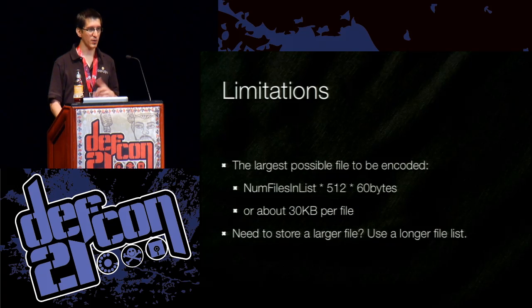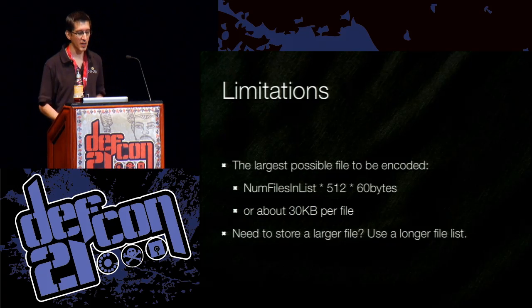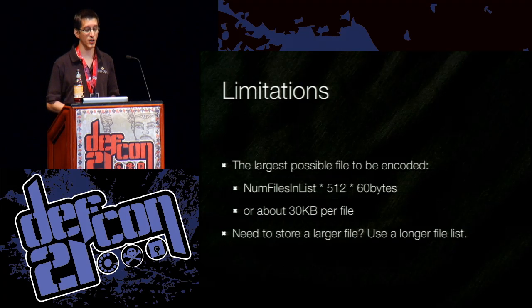So using these numbers, that means the largest possible file that you can encode is given by this calculation here: the number of files in the list times 512 times 60 bytes, or about 30 kilobytes per file. The larger the file that you try to encode, the more files you need in your file list to accommodate it. Each file in the list allows you to encode 30 kilobytes more data. So if you need a larger file, use a longer list.